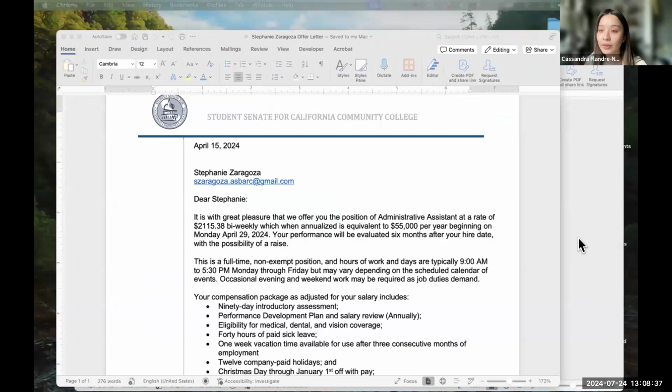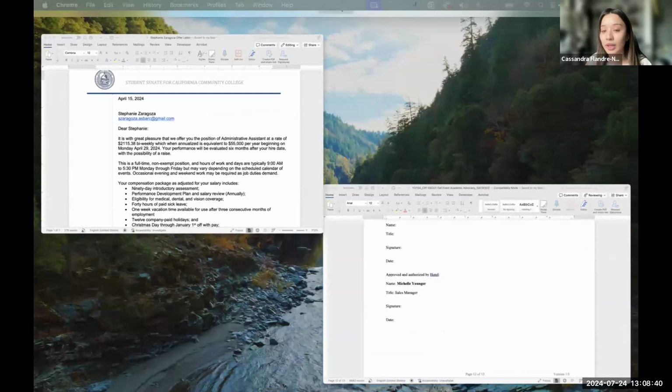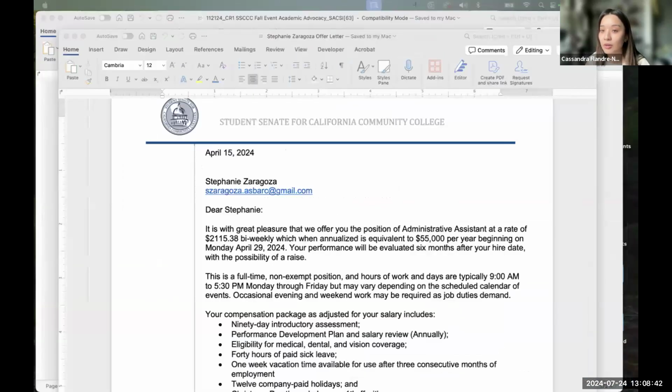Moving on next to the communications officer. The communications officer will be in communication with the vice president of communication and staff.